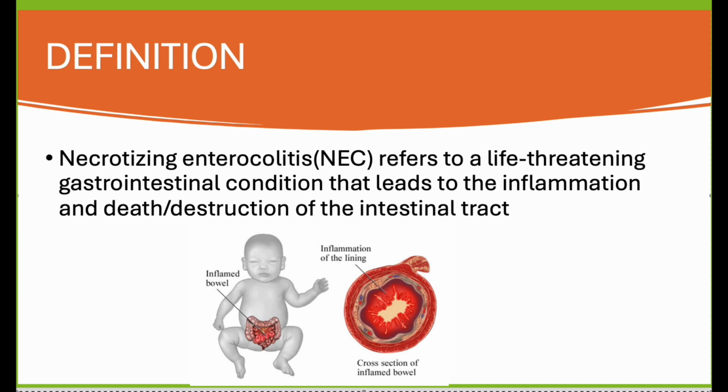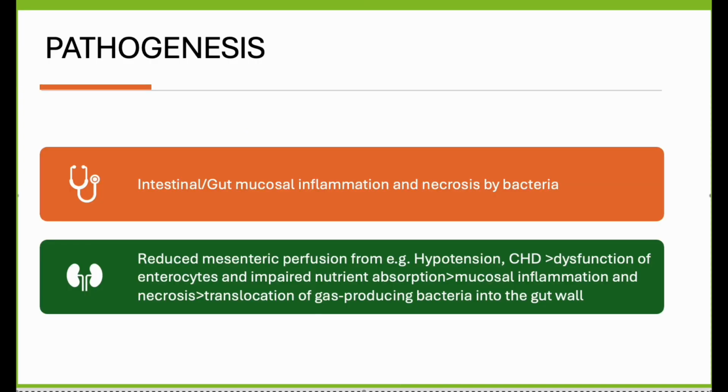So first of all, to define NEC in simple terms, we refer to it as a GI condition that leads to the inflammation and destruction of the intestinal tract, hence making this disease a life-threatening condition that is high yield for the USMLE exam. So let's talk about the pathogenesis. NEC can occur, first of all, when there is a GI bacteria invasion. So when the bacteria gets into the GI tract, there's going to be gut mucosal inflammation and necrosis, and hence necrotizing enterocolitis can occur as a result.